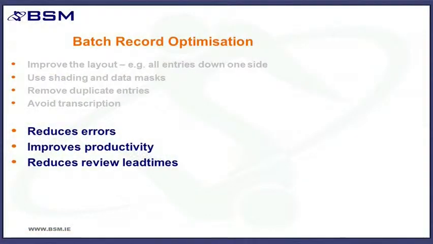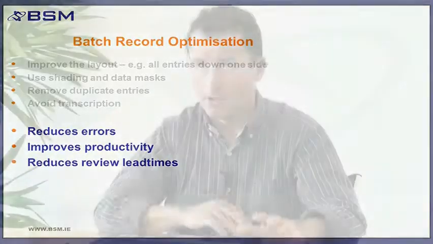What does that achieve for you? Well, firstly, it reduces errors. So you're reducing the opportunity for error. The second thing it does, obviously, if you have fewer entries and you're making fewer errors, it improves productivity. And the final thing that it does, very importantly, is it reduces review lead times because you're not continuously going back and dealing with those errors and going through correction loops. So batch record optimization, I wouldn't say it requires a genius to do it. It requires lots of work to do it, certainly. But certainly on the Pareto items that you manufacture, it's well worth doing.